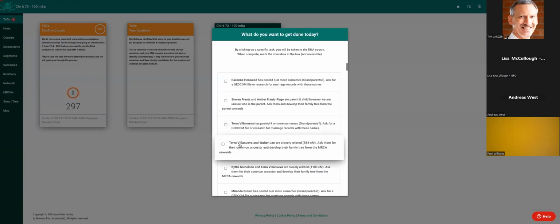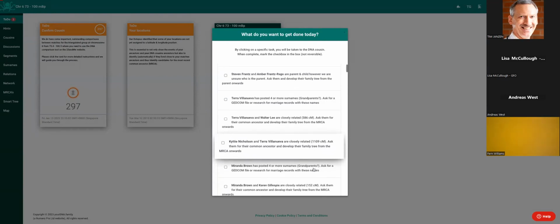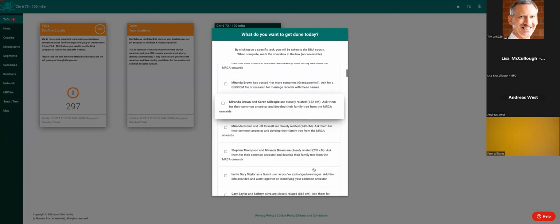Here we have the example that we had earlier on. Tara and Walter are actually closely related, and we see they are 586 centimorgan. Here, Tara and Kitty, 1,109. So if you then go and look it up on Shared cM, you know the most likely relationship, right? In the future, I plan to come up with some kind of help here that is going to tell you, if you don't have the numbers in your head automatically.